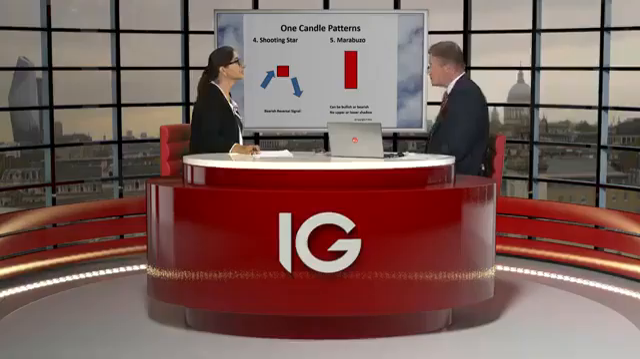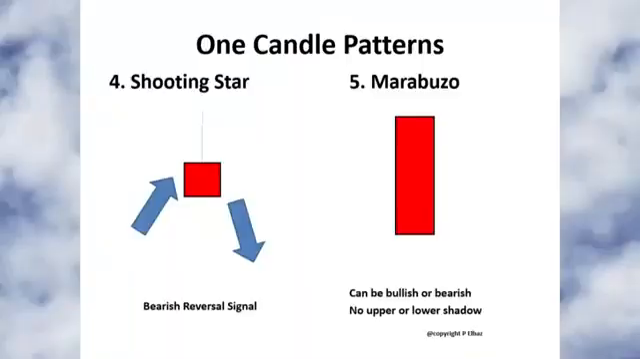Right, and what's a marabuzu? So marabuzu, a lot of the times we mention that the name is explanatory. Marabuzu means a shaven head. So this is Japanese? Correct. So it's a shaven head, and what it's saying is that it doesn't have the wick, so it hasn't got the high and the low, upper and lower shadows. And what does it mean?